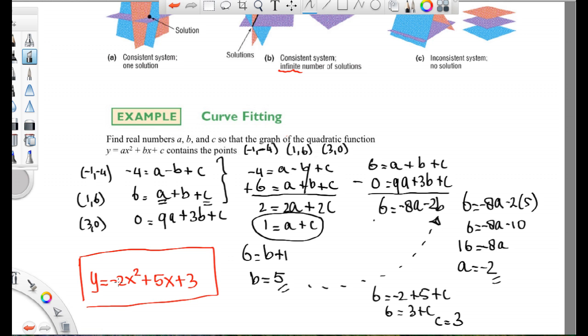Okay, I would definitely check the book for some more of these. So check your book for some more examples on how to solve a system with 3 variables.